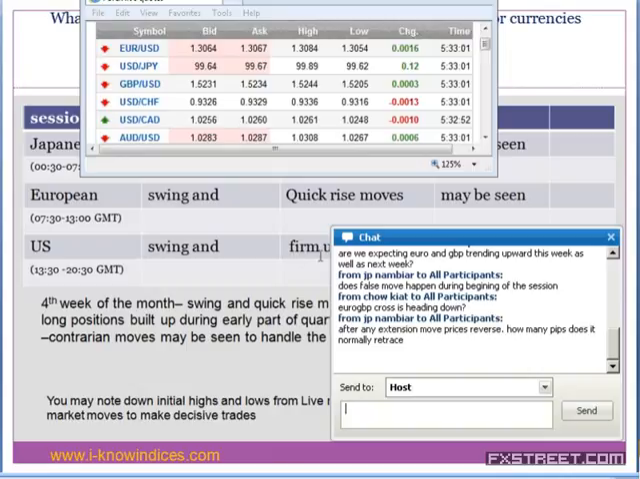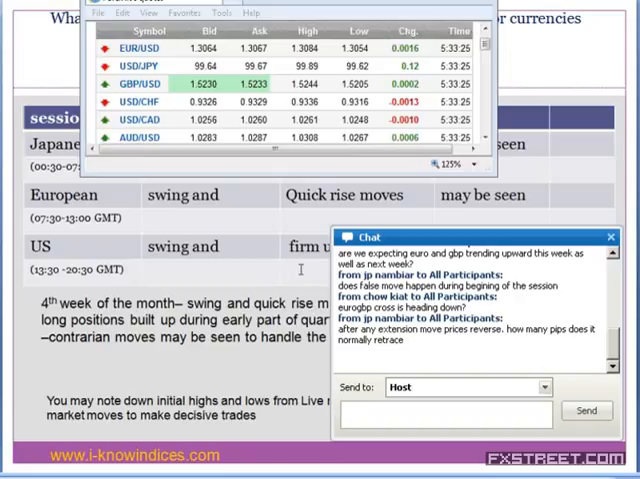Does false move happen during beginning of the session? No. Beginning of the session, they try to make the stop runs. And in some pairs, they make a stop and in some pairs, they may make a small swing. False moves are restricted to that of the gap time and the data release time.